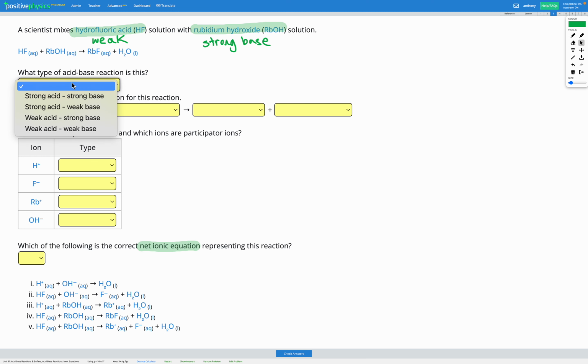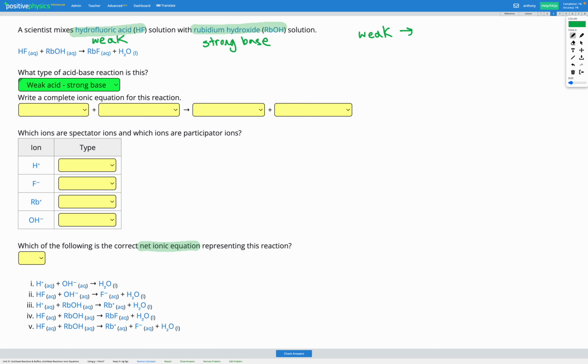So what type of acid-base reaction is this? We've got a weak acid and a strong base. Now we need to remember that weak means it only partially dissociates, and strong means that it fully dissociates.